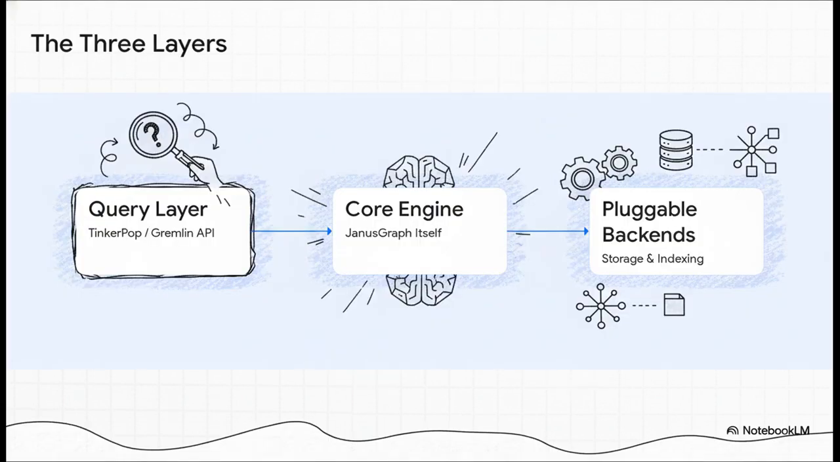At the very top, you have the query layer. That's how you talk to the database, using a language called Gremlin. In the middle, you have the core engine. That's JanusGraph itself, doing all the heavy lifting, all the complex graph thinking. And then at the bottom, you've got those pluggable backends, your chassis and your GPS. This separation of powers is the absolute key to everything. It's what makes it so darn flexible.